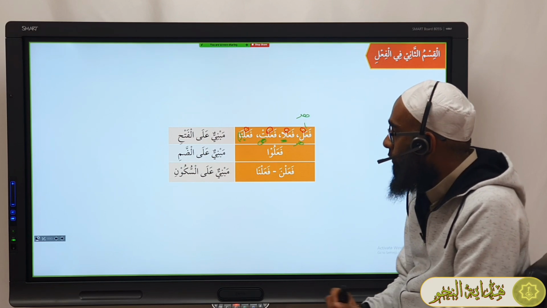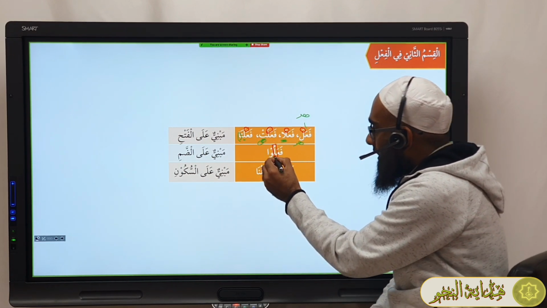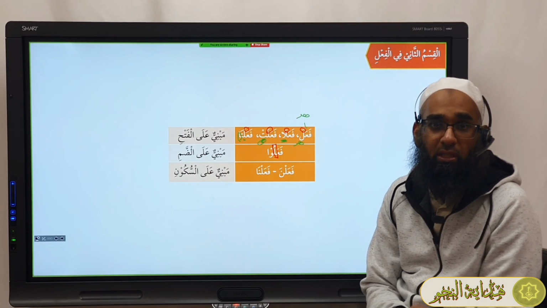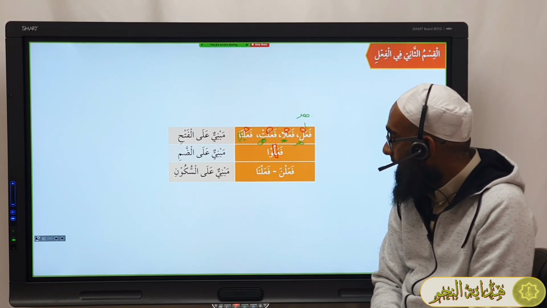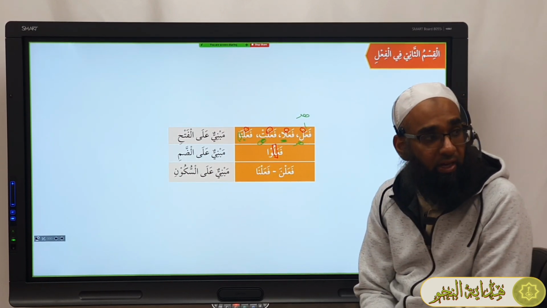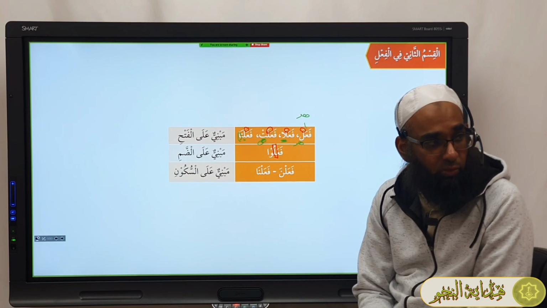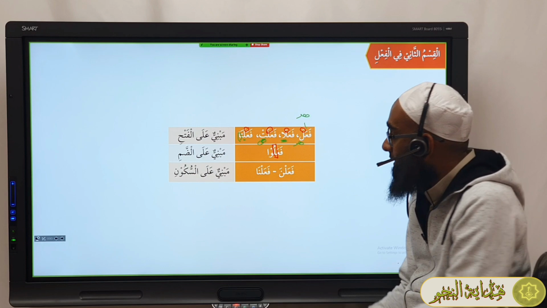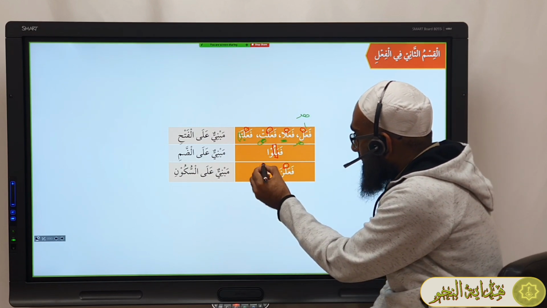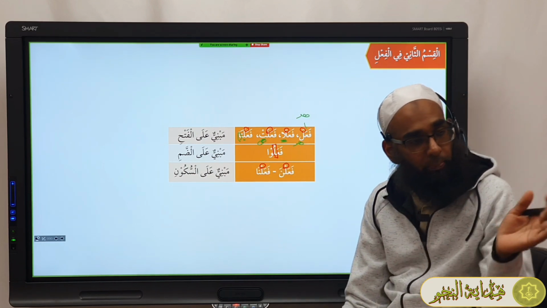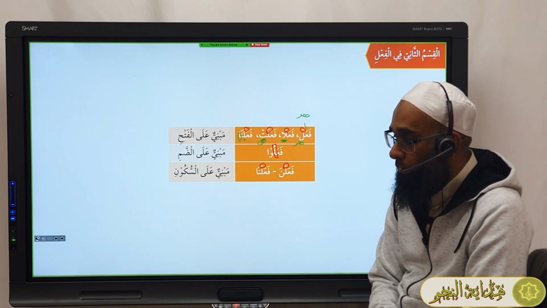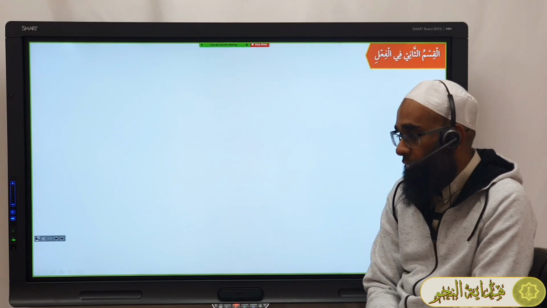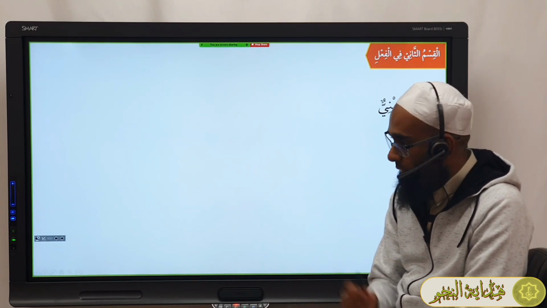In fa'alu, what does the lam have? A dhamma. So it is now mabni ala dham. And fa'alna until fa'alna. Fa'alta, fa'altuma, fa'altum, fa'alti, fa'altuma, fa'altunna, fa'altu, fa'alna. Right until the end, these are all mabni ala sukoon. The lam has a sukoon. So before the pronoun, there is a sukoon. Understood? Yes? That's what he's explaining here.